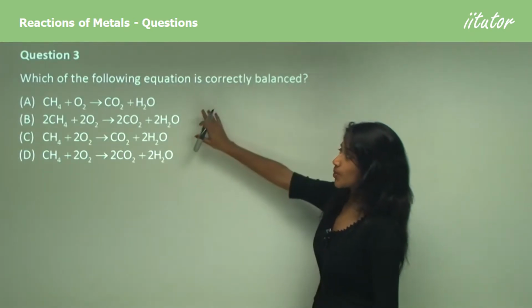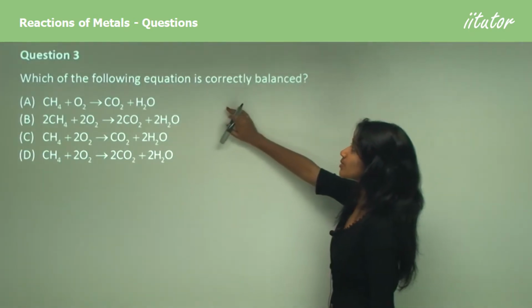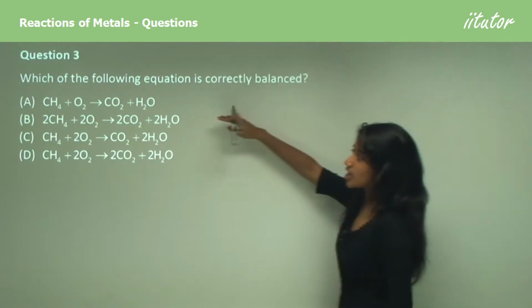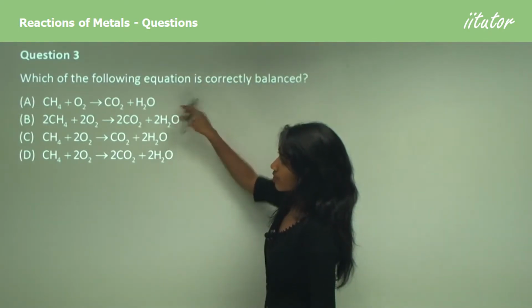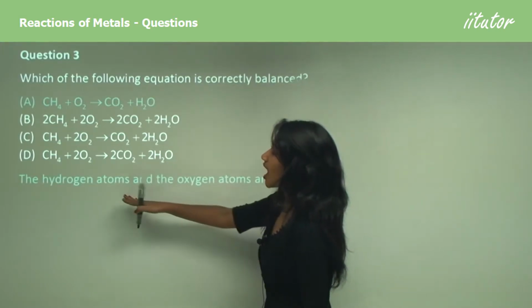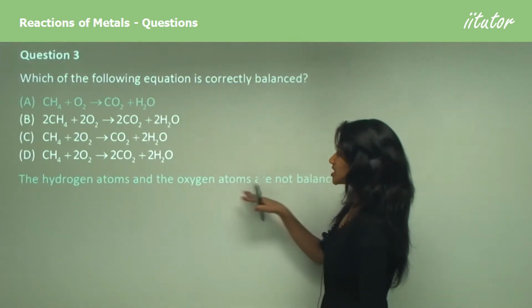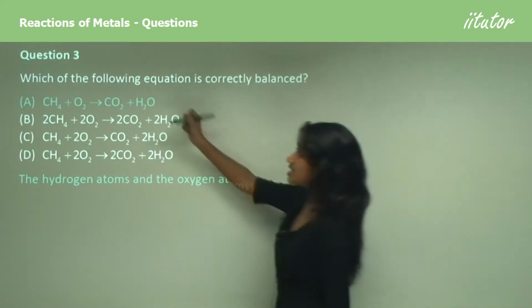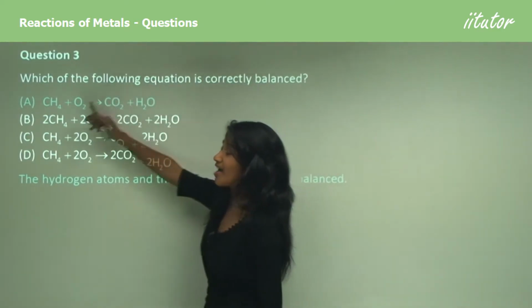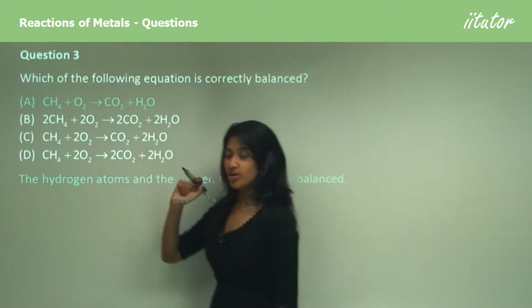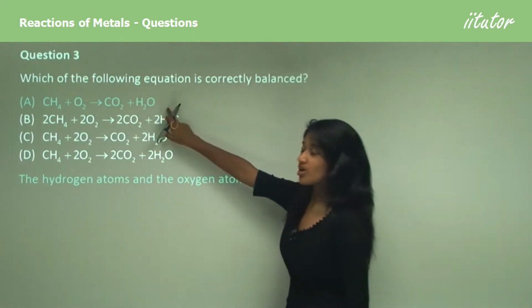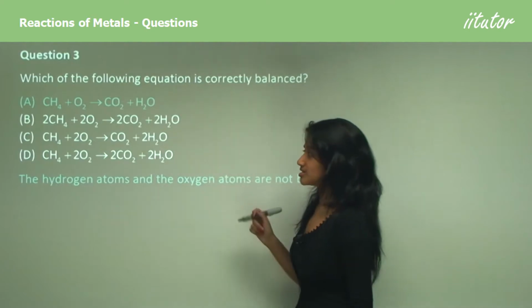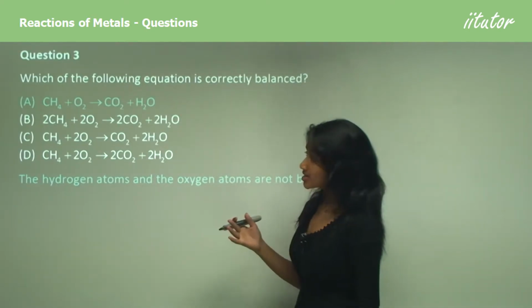Now moving on to question 3, which of the following equations is correctly balanced? So we'll be considering each option one by one. First of all, we have option A, where the hydrogen atoms and the oxygen atoms are not balanced. You can see the hydrogen, there are 2 here and 4 over here. So they're not balanced. And the oxygen, we have 2 here and we have 3 on this side. So they're not balanced, making option A incorrect.